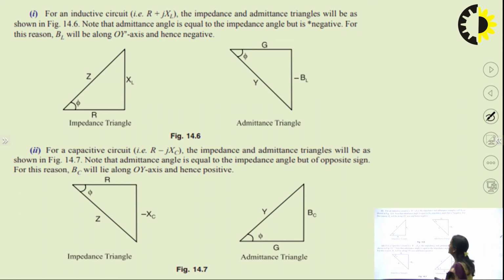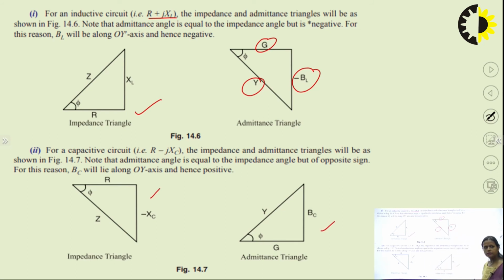So for the inductive circuit, R plus JXL is the impedance, right? The impedance and admittance triangle, you can see here, this is the impedance triangle. And if you want to draw the admittance triangle, it means you are taking the reciprocal. So in place of Z, you will get Y. In place of R, 1 upon R, you will get G, and in place of XL, 1 upon XL, you get minus BL, right? So this is the admittance triangle. Similarly for the capacitive circuit, this is the impedance triangle and this is the admittance triangle, right?